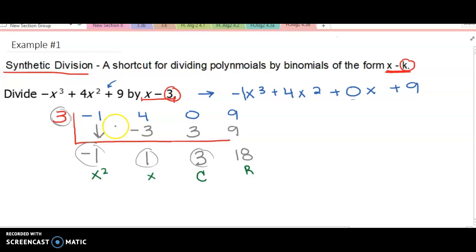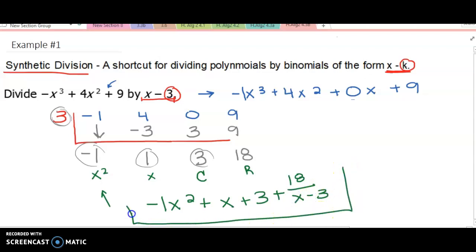So when we divide negative x cubed plus 4x squared plus 9 by x minus 3, we get negative 1x squared, or you could just write negative x squared, plus 1x, or just x, plus 3. And if 18 is my remainder, remember that we write that as plus 18 over whatever we're dividing by, which is x minus 3. So this would be your final solution here. Much quicker than long division.